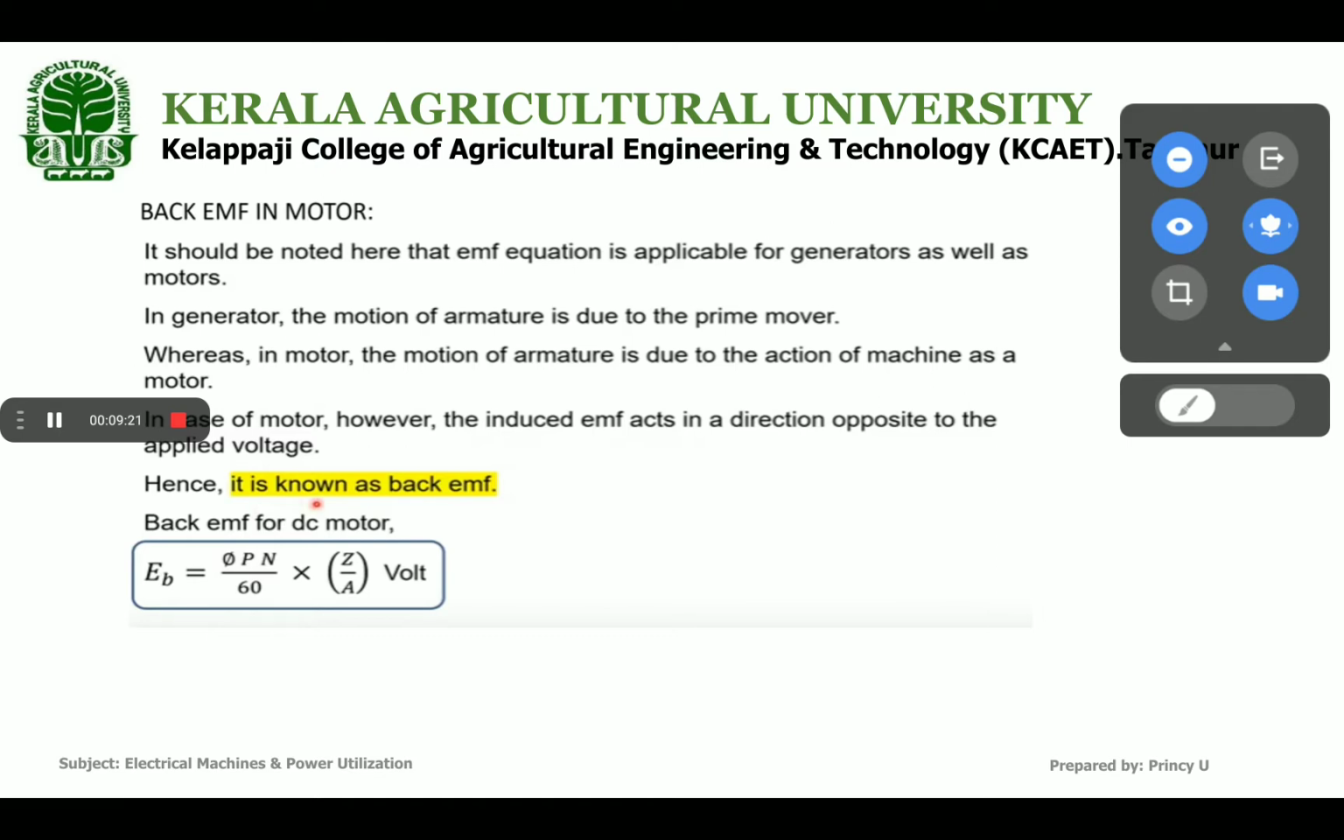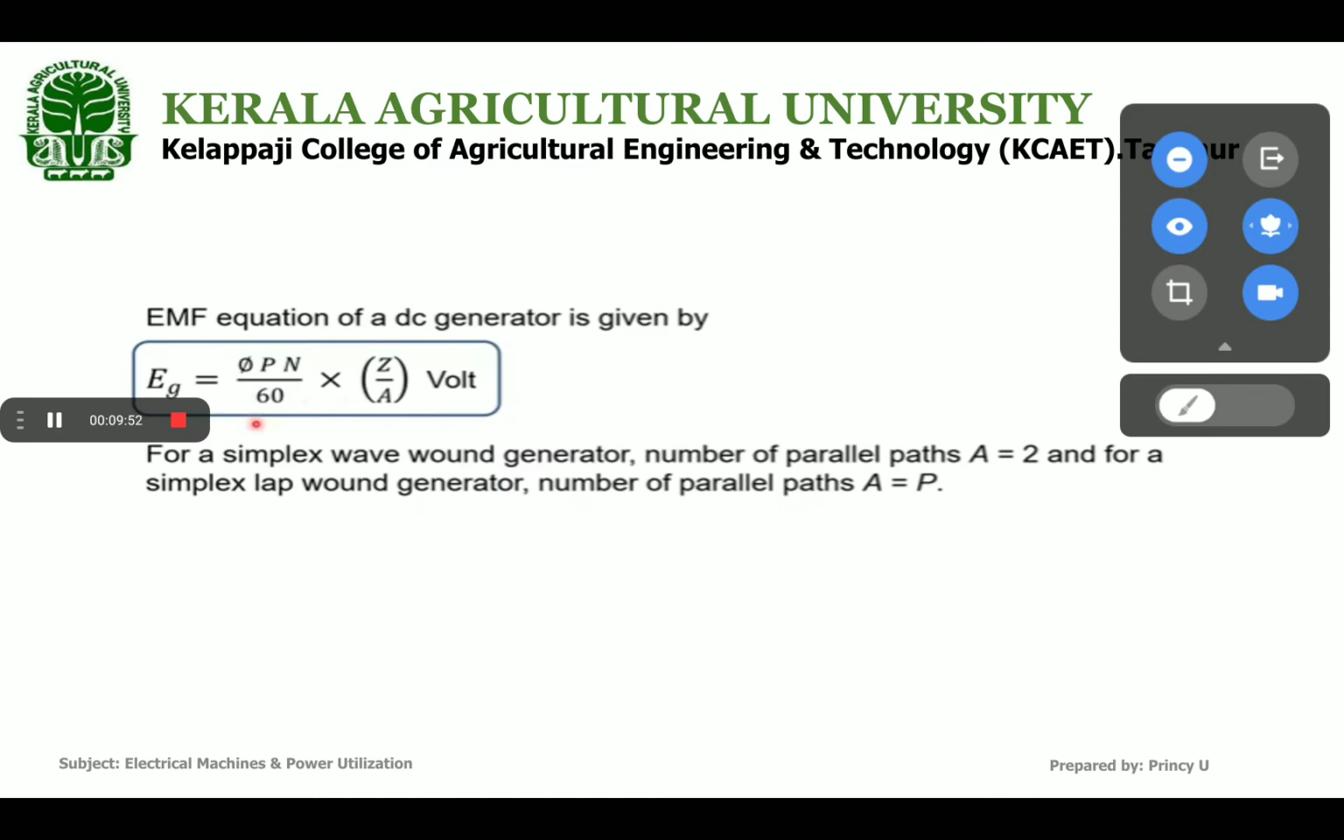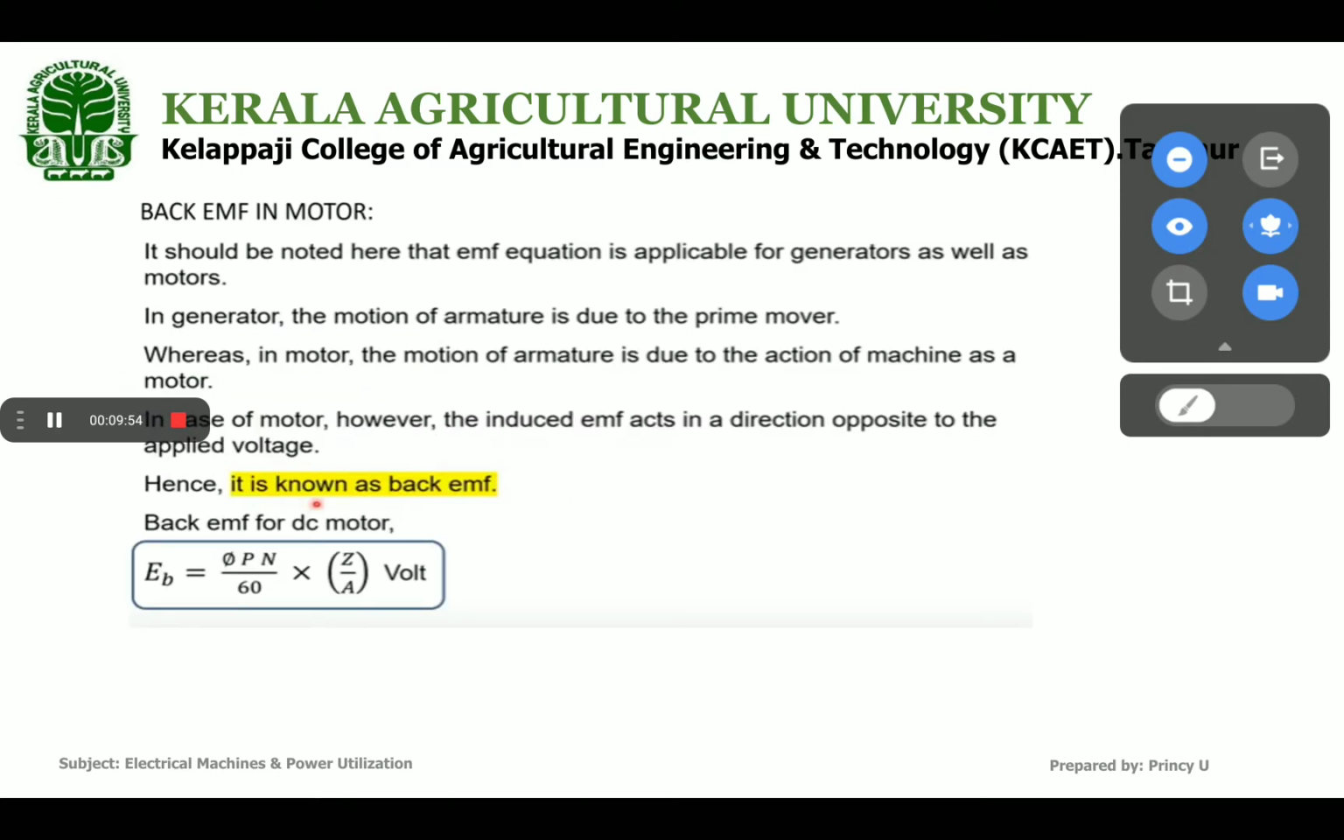Okay, so whereas in the motor, motion of armature is due to action of machine as a motor. In case of motor, however, an induced EMF acts in a direction opposite to the applied voltage. So when we apply a voltage on the DC machine, there will be another induced EMF which will oppose the applied voltage. That EMF is known as back EMF, and the equation for back EMF for a DC motor is same as the generator EMF equation. Okay.